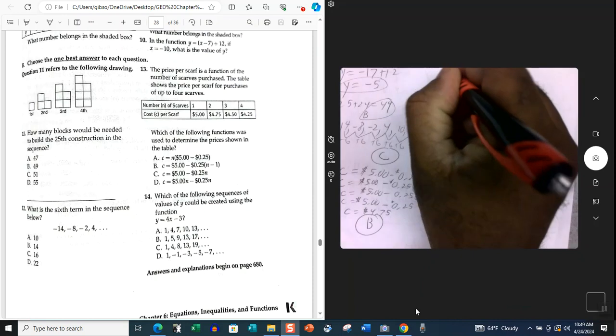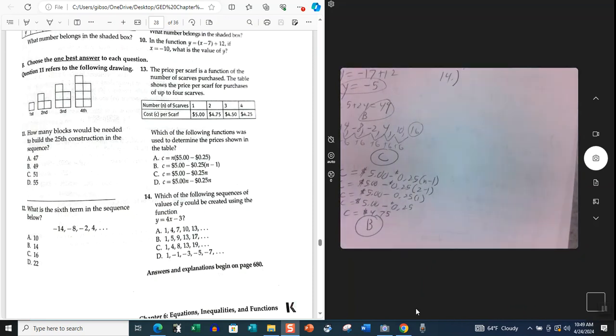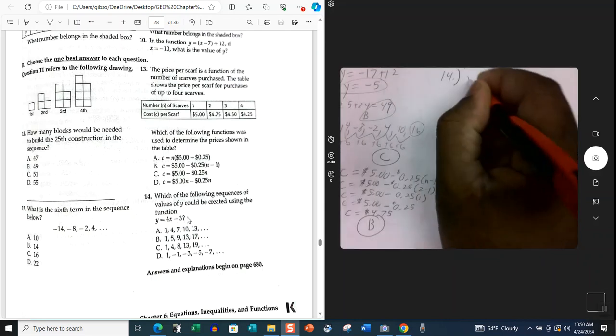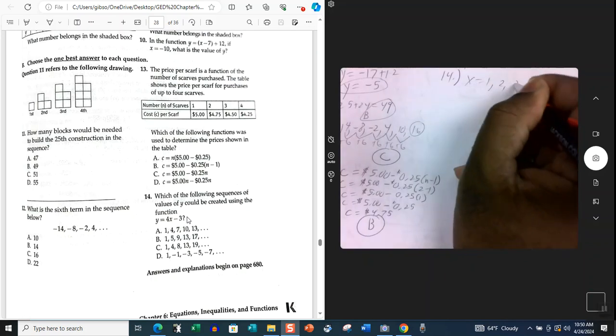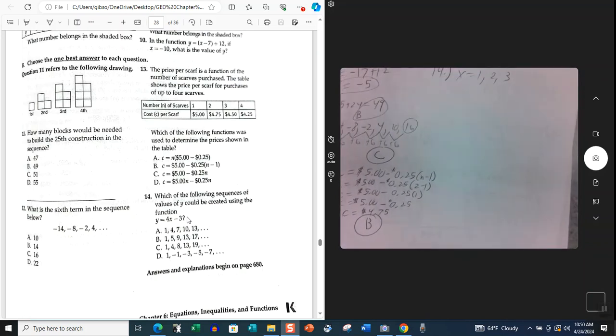Okay, we're about to start problem 14. Now, if we look at 14, it says, which of the following sequences of values of y could be created using the function y equals 4x minus 3? So these are the results after we substitute in for x and solve for y. So let's try x being 1, 2, and 3 and see how this works.